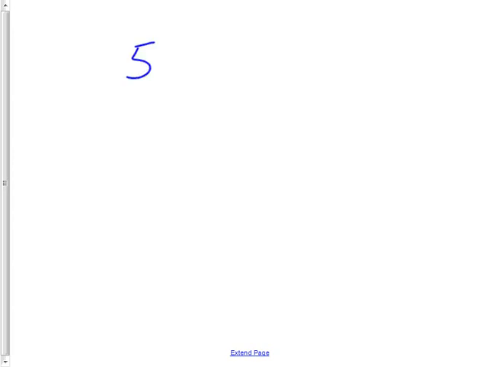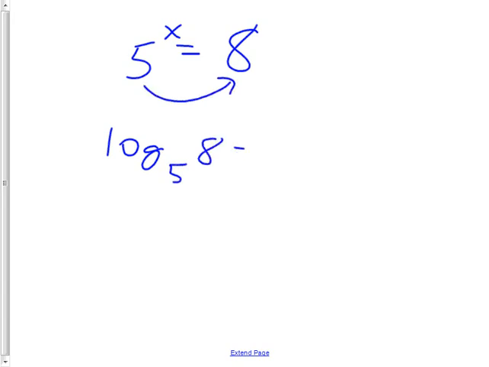Moving on, the reason we need logs is to solve problems like this that have exponents. If there's an exponent, then it's handy to go log base 5, and then you go over to the other side of 8 equals x. And the way to say this correctly, insert two little words: log base 5 of 8 equals x.